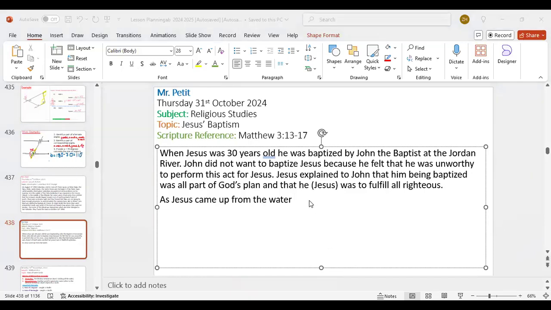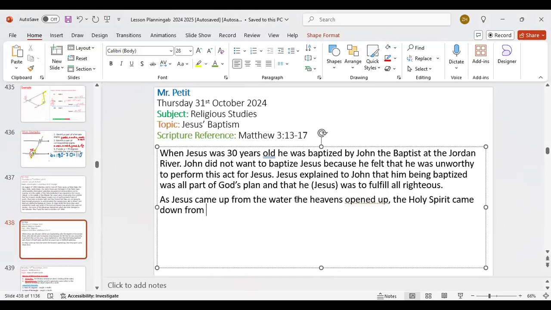The heavens opened. The sky gates opened up. Yeah, very good. The heavens opened up. The Holy Spirit came down in the form of a dove. Very good. And God the Father spoke.